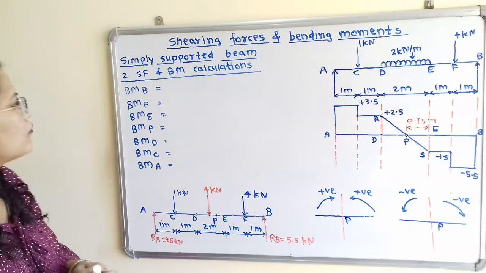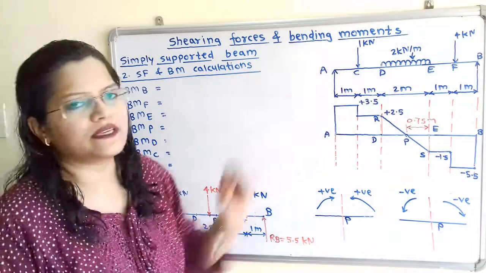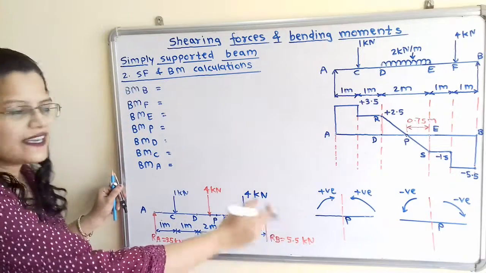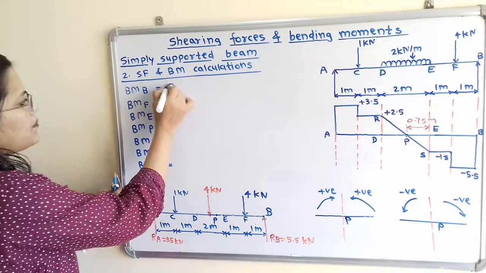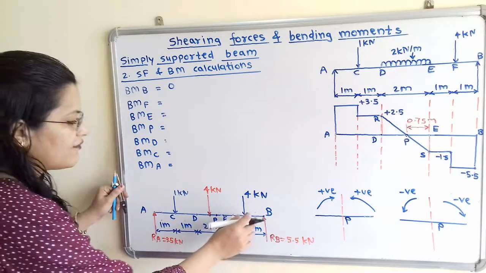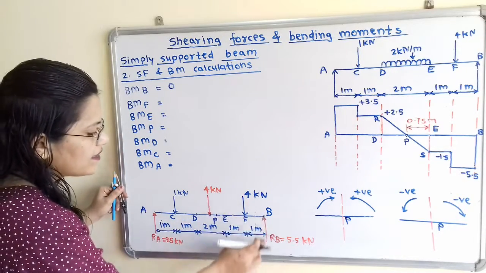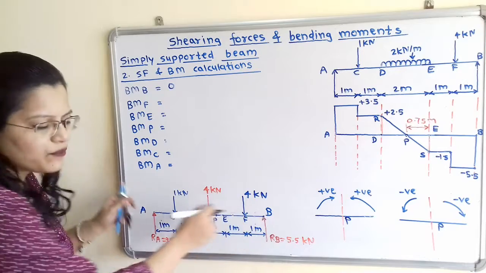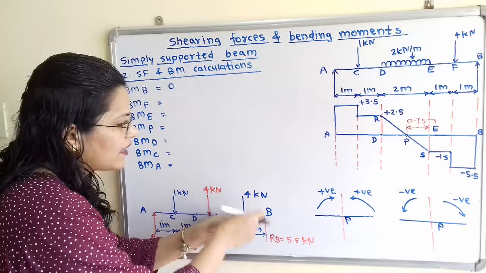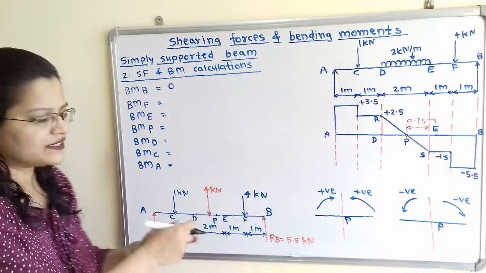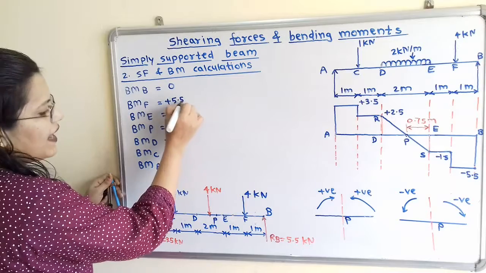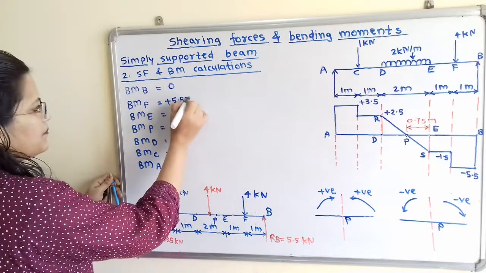So how to calculate bending moment at point B? If we observe, there is no force on the right hand side, so bending moment at point B is equal to 0. Next is bending moment at point F. On the right hand side here is the point load, and if I move the compass about point F in the direction of RB, then it is in anti-clockwise direction. So we have to take positive sign: plus 5.5 multiplied by this 1.